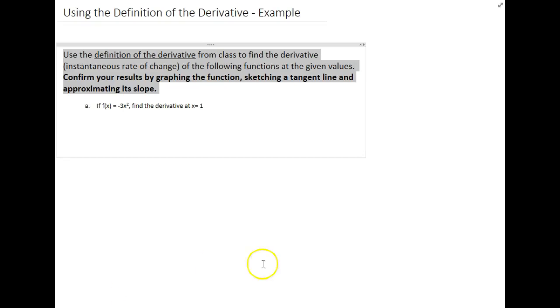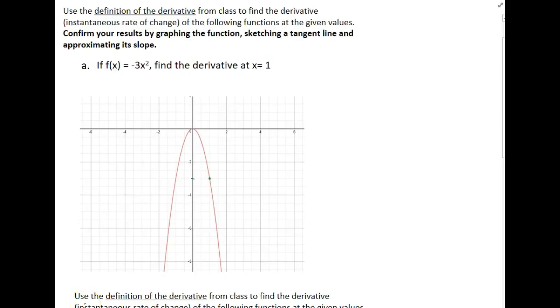In this video, I'm going to walk through the steps needed to find a derivative algebraically. So we'll be using the new algebraic definition of the derivative. So here's a graph of the function, and we're asked to find the derivative, which is the instantaneous rate of change, or the slope, at x equals 1. So I've plotted a point there, and I can see the function is decreasing.